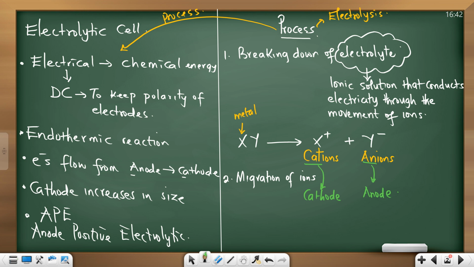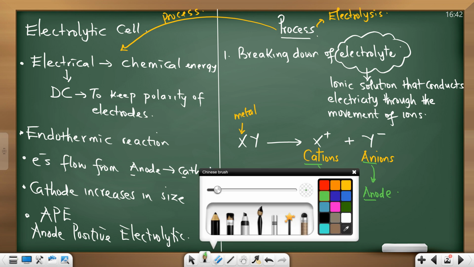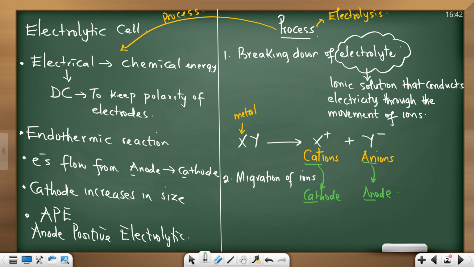So we use synonyms. Cat would go to cat, an would go to an, all the time in electrochemistry. If they ask you where cations are going, no, it's the cathode. Where are anions going? The anode. Check here. I want you to see the connection of what we just did.